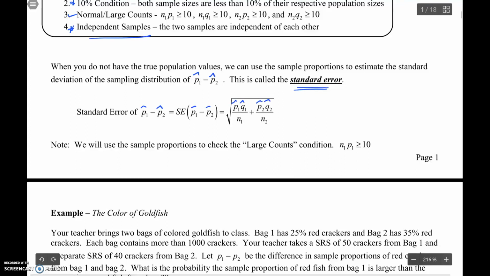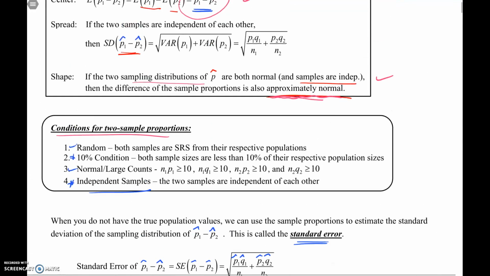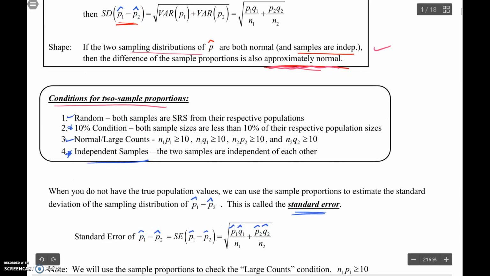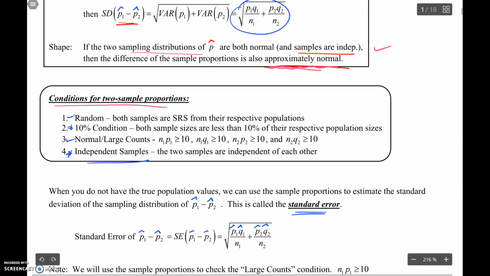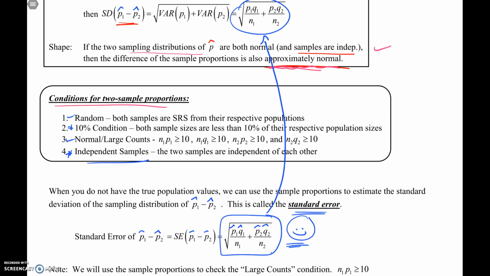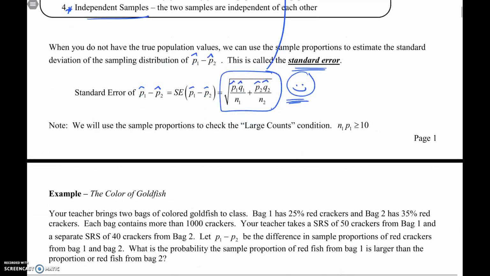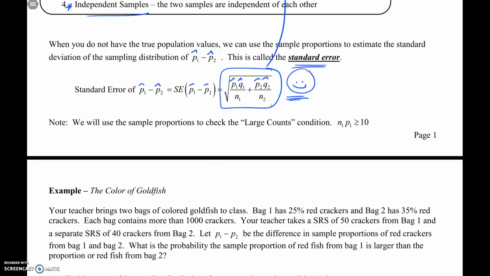proportions. Okay, so again, this is the true standard deviation, but if we don't know the population parameters, we put in the sample proportions. And then this is a pretty good estimate. This is a good estimate for that. So we don't have to do any fancy modifications to make that estimate. Note, we will use the sample proportions to check the large count condition.